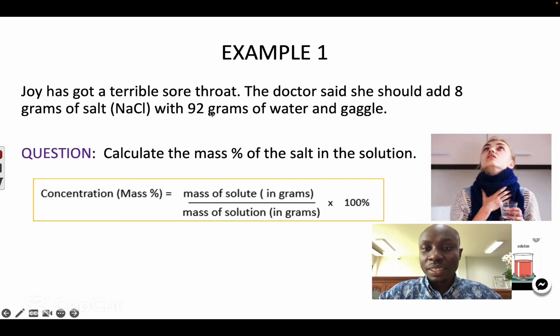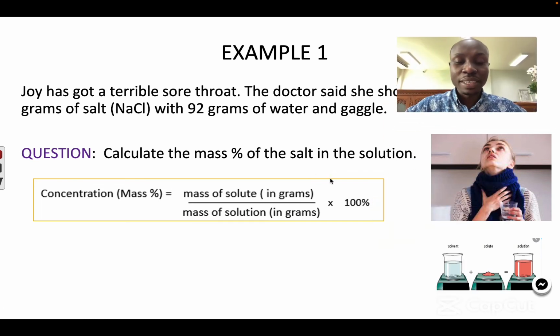Joy got a terrible sore throat. The doctor said she should add 8 grams of salt with 92 grams of water and gargle. The question is this: calculate the concentration or the mass percent of the salt in the solution, or how much salt is inside the solution.